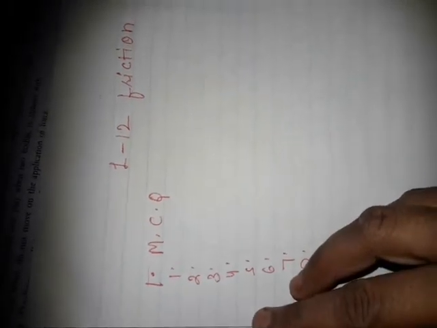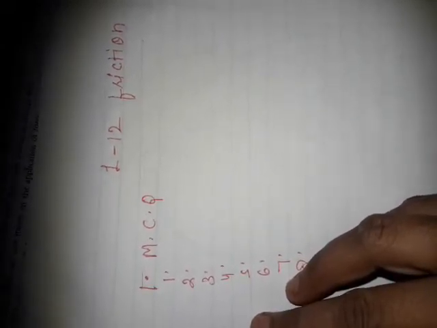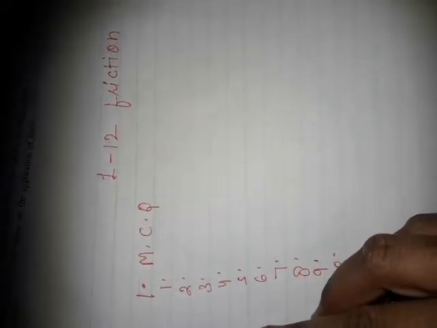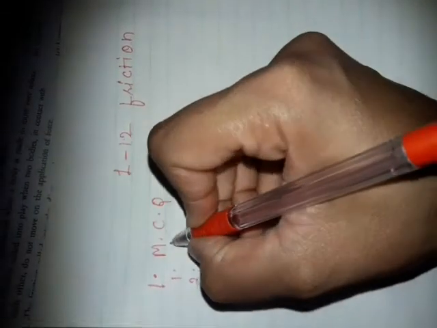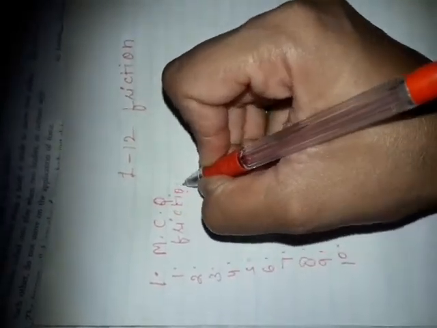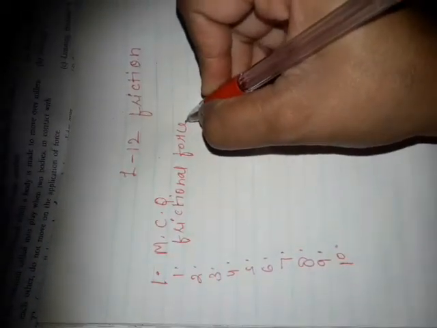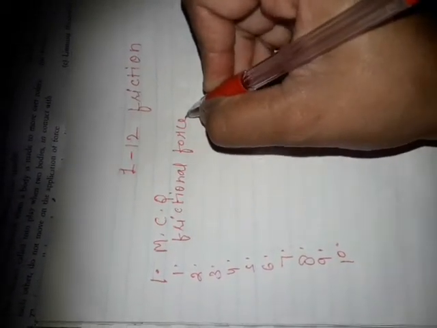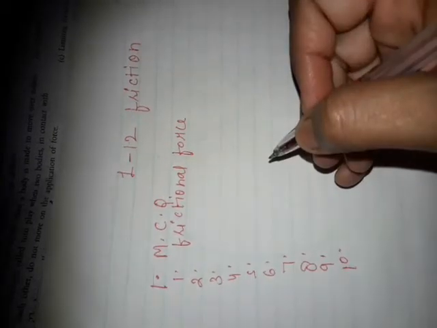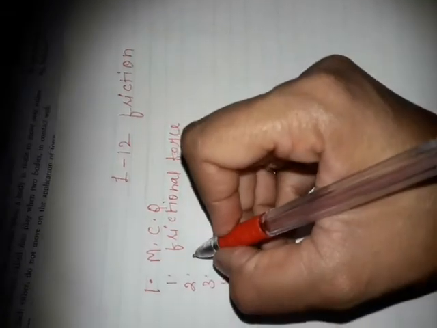First one: the force called into play when two bodies in contact with one another slide relative to each other is the frictional force. Second one: a car is heading towards southeast. The force of friction acting on the car is towards the northwest.